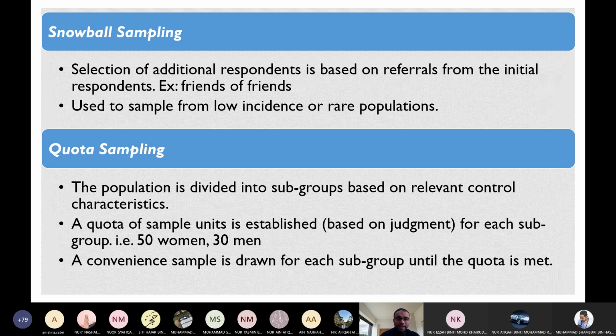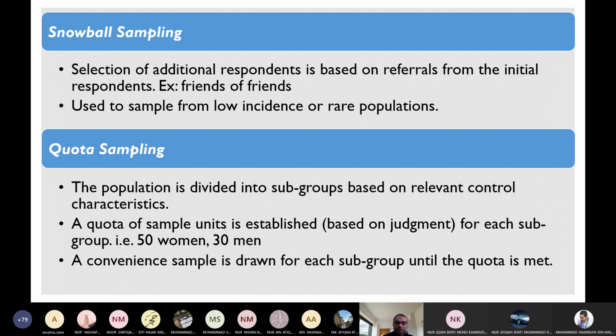And at last, we have what we call quota sampling. Quota sampling, actually, you can say this is stratified non-probability sampling. If you want to compare stratified sampling in probability sampling with quota sampling, you can say this is an example of non-probability stratified sampling.